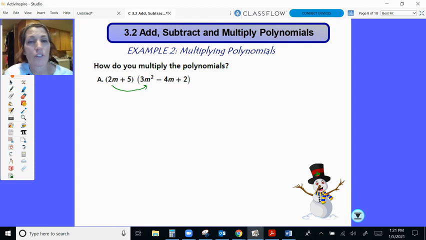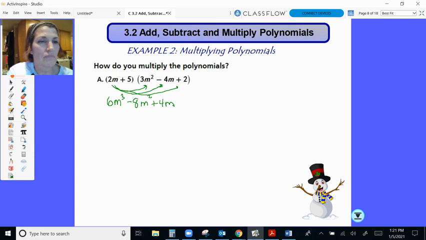Okay, so we take our 2m times 3m squared. 2 times 3 is 6, and m times m squared is m cubed. Then we'll take 2m times negative 4m, which gives me a negative 8m squared. And then, of course, our 2m times our 2 gives me a positive 4m.